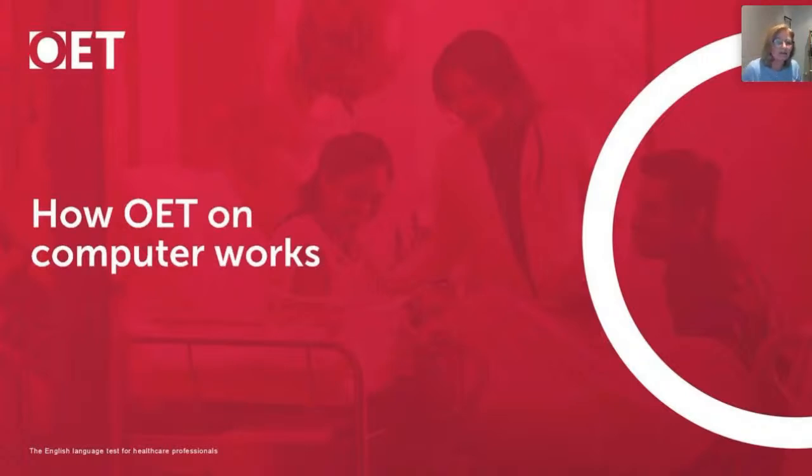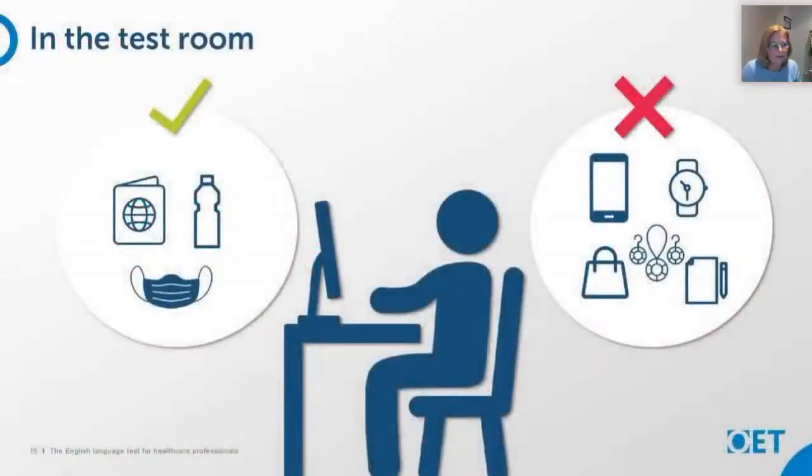Now, before entering the test room, you need to complete the usual registration and security checks, just the same as for the paper-based test. Now remember, the only items you're allowed to bring in are a clear water bottle, your ID document, and of course a face mask. And all the other standard regulations will still apply as for the paper-based test. So no phones, no watches, no bags or jewellery, electronic items, I should say, or writing materials.